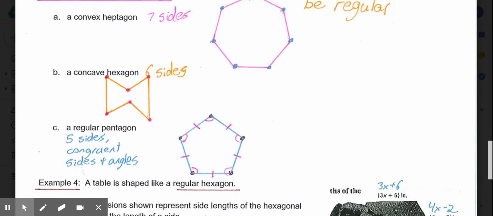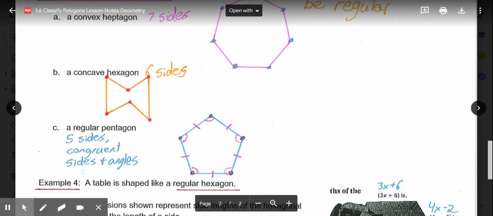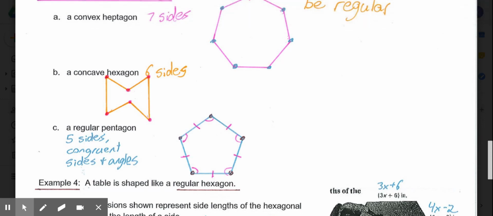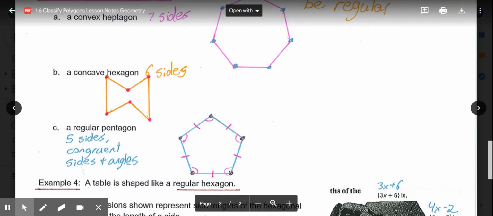And then in C, it says a regular pentagon. So I know I need 5 sides, and I need congruent sides and angles. The way that I drew that, to be honest, I used a template. You just need to put in your hash marks and angles. You don't need to worry about drawing it perfect as long as you put the hash marks on each side, showing that they're congruent, and you put the arcs on each angle, showing that they are congruent. So we have 5 congruent sides, 5 congruent angles, so it's a regular pentagon.